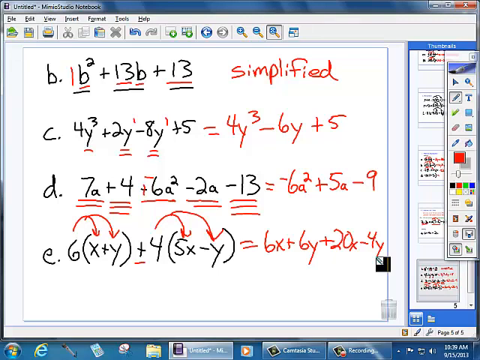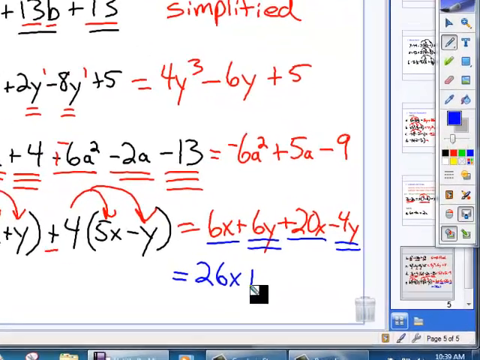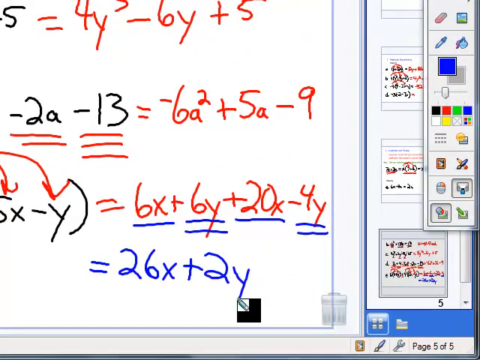Then I need to look, do I have any like terms? Sure I do. I have 6 x-rays and another 20 x-rays. And it doesn't matter if I start with the y's or the x's, I just usually go alphabetical order. Well, 6 x-rays plus 20 x-rays is 26 x-rays. And 6 yo-yos take away 4 yo-yos gives me a +2 yo-yos. And that completes the lesson.